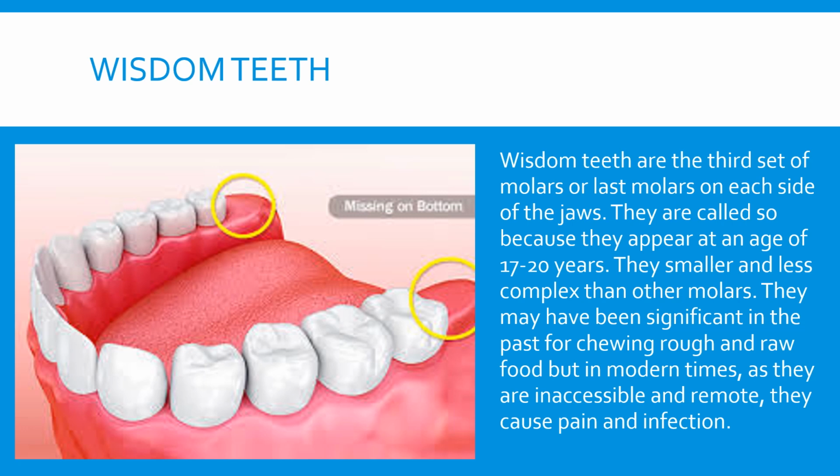Wisdom teeth are one vestigial organ present in humans. These teeth are the third set of molars, or last molars, on each side of the jaw. They are called so because they appear at an age of 17 to 20 years. They are smaller and less complex than other molars. They may have been significant in the past for chewing rough and raw food, but in modern times, as they are inaccessible and remote in their position, they cause pain and infection.